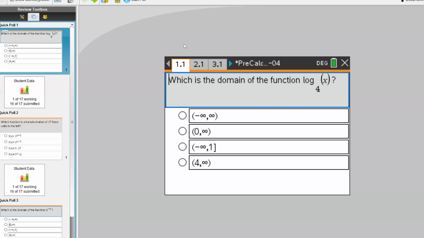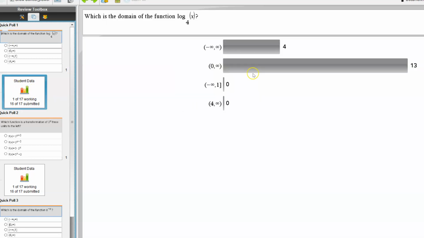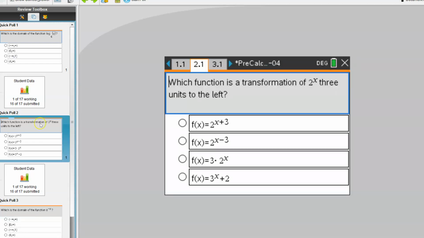Now, do I have an asymptote? Yes. Where's the asymptote? X equals 0. So there are no x values left of 0. It's 0 onward. Awesome. So this is correct. Cool. So most people understand the domain of a log function. I probably should have done question 3 first.